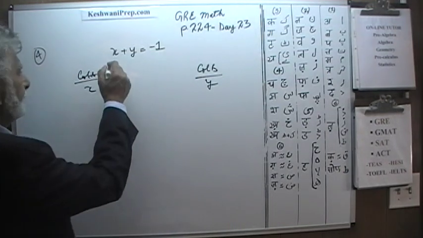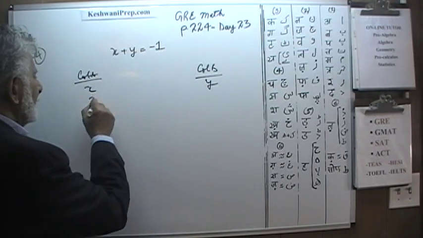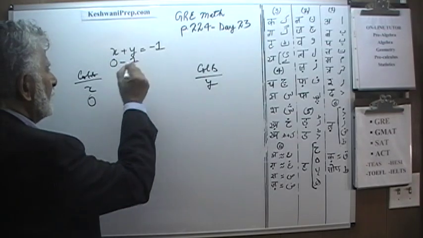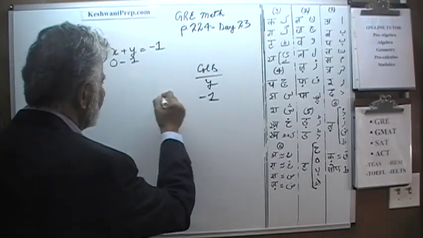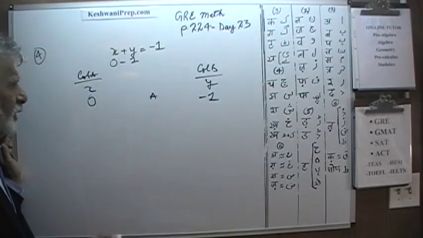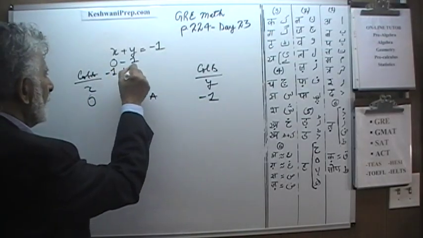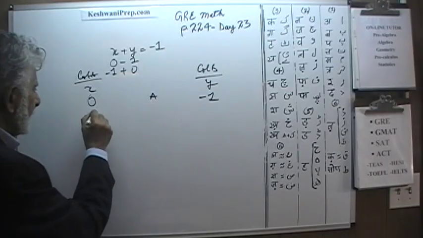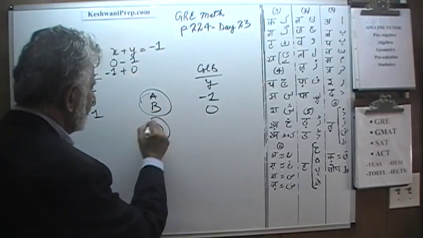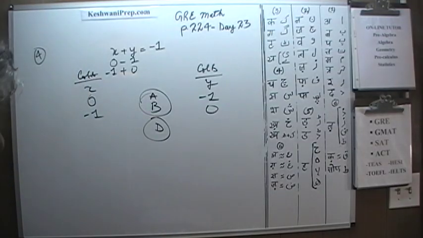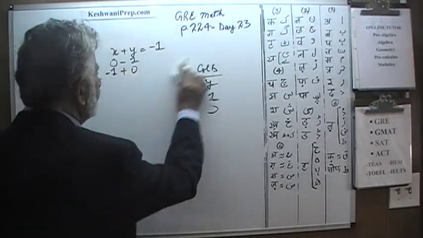Let's plug in 0. When x is 0, y would have to be -1 in order for it to be -1. Y is -1. In this case, the answer is A. But what if you switch it? If x is -1, then y would have to be 0. Now the answer is B. Therefore, the correct answer is D. Just switch them. Next one.